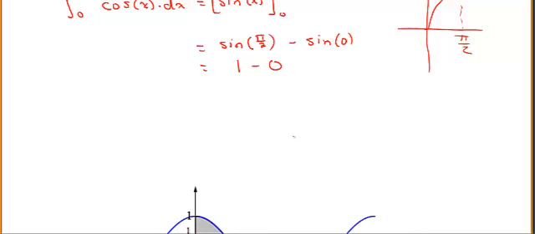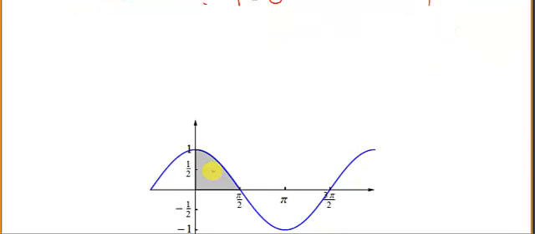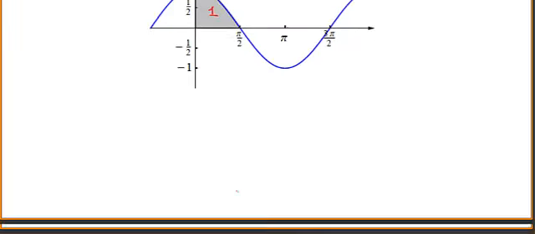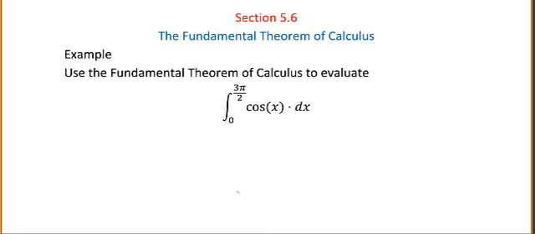And notice what we have here. The area under this is 1. It's precisely 1. The area underneath cosine from 0 to pi over 2 is precisely 1. To me it seems like it would come out to be something involving pi or something like that. That would be my first guess, but no, it's precisely 1. Let's take a look at this integral.